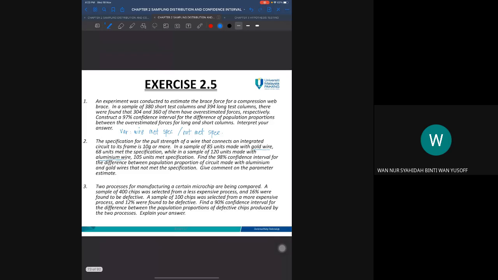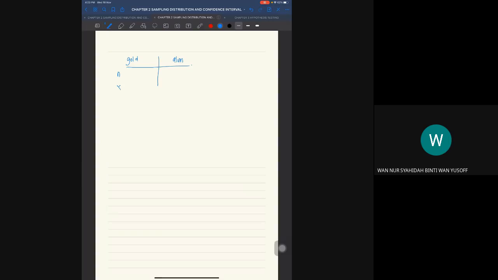Okay, so we have the gold and then we have the aluminium. So what we have here? In a sample of 85 units made with the gold, 68 units met the spec. So 85 here, that's your N, the sample. And 68 is X, the number of successes. So we have N and X here: 85, 68.